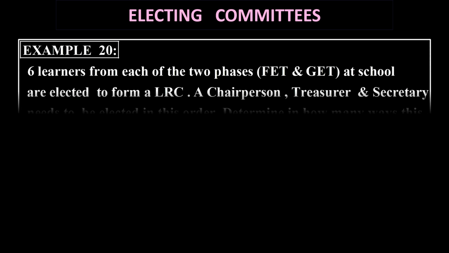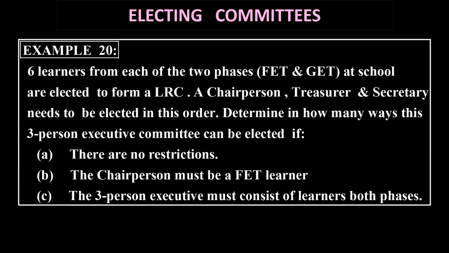Now we're going to look at another example where you have to count electing committees, but this is going to be an example for you to try, right? So let's see the information. We have 6 learners from 2 phases, FET and GET. FET, as you know, is grade 10, 11, and 12. GET at the high school is grade 8 and 9. They're going to form a learner representative committee. Now they want to choose a chairperson, a treasurer, and a secretary, and it must be elected in that order.